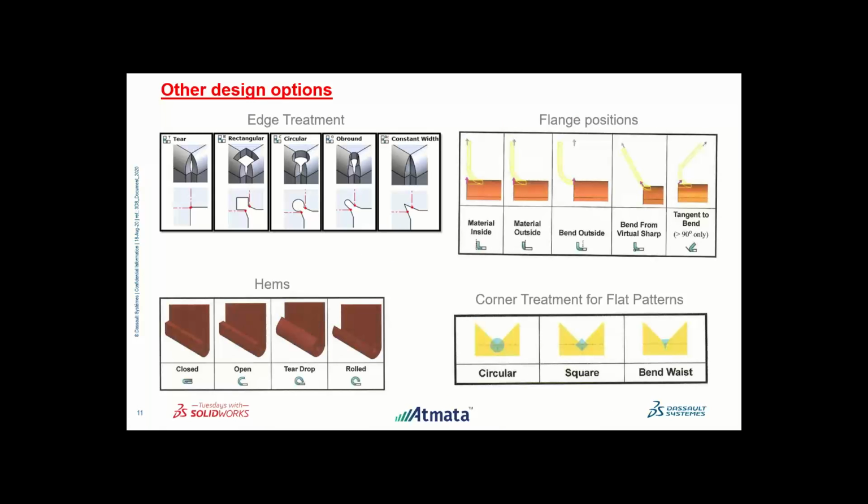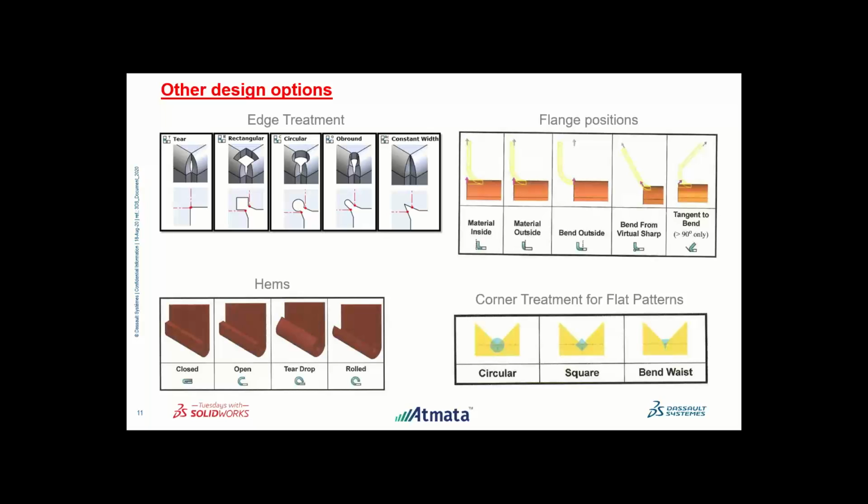Okay, some other design options here. We have the edge treatments. Usually for doing a sheet metal bend, for doing a fold, we have to have particular edge treatments. So we have the tear, the rectangular, circular, oblong, and then the constant width. So parameters related to manufacturing are available with SolidWorks sheet metal. And whenever you do a flange, you have the position of the flanges where you can place the material inside, outside, and from the virtual shafts.